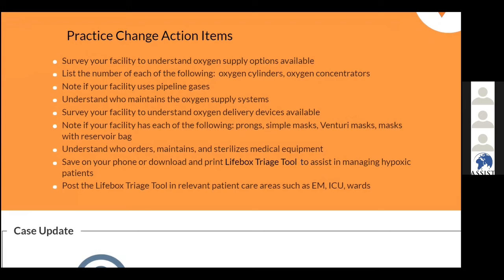And as Alain said, remember also infection control, because in our settings, some oxygen delivery devices are reused. So even if the face masks are reused, let's make sure they are cleaned appropriately and there is no risk of infection for our patient. In my current practice, all those devices are single use, but I understand our context. It's okay to reuse them, but let us remember infection control. Some of those examples include nasal prongs, simple mask, venturi mask, and masks with reservoir. Understand who is ordering the oxygen, who is maintaining the oxygen, and who is doing the sterilization of all the medical equipment we use.